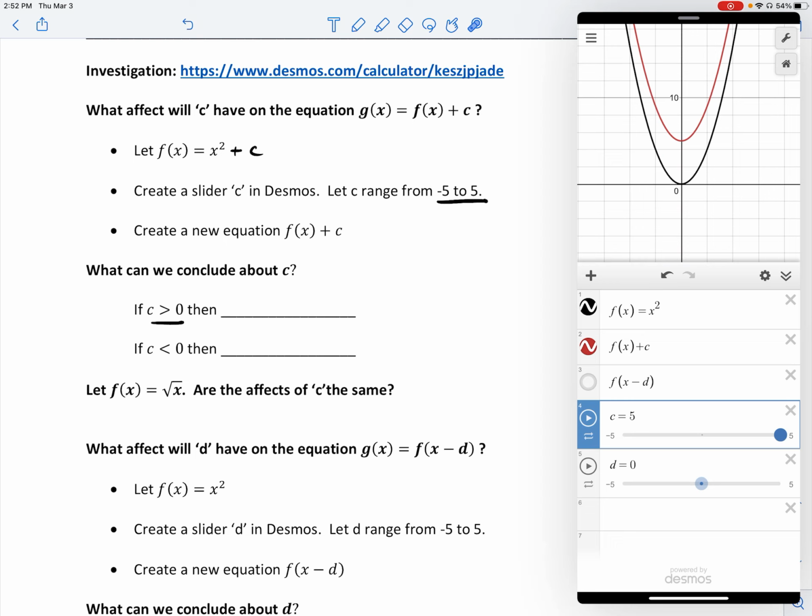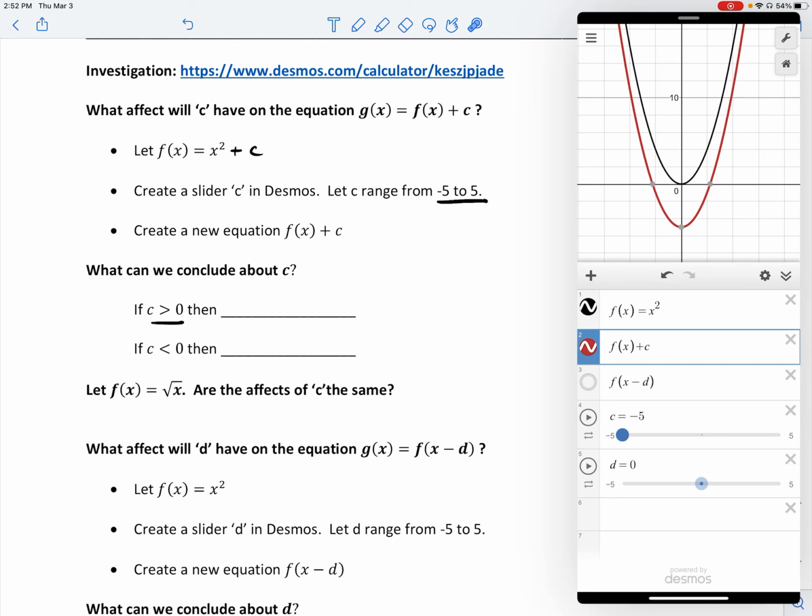When c is positive, it looks like the graph just shifts upwards. It's not changing shape, it just moves upwards, and I can tell by the vertex. The vertex moved up exactly what c is, exactly 5 units. If I allow c to become negative, then the graph moves down, and notice it went all the way down to -5 because I brought c all the way to -5. If I go back to 0, we see no change in the graph. F of x is the same as f of x plus c.